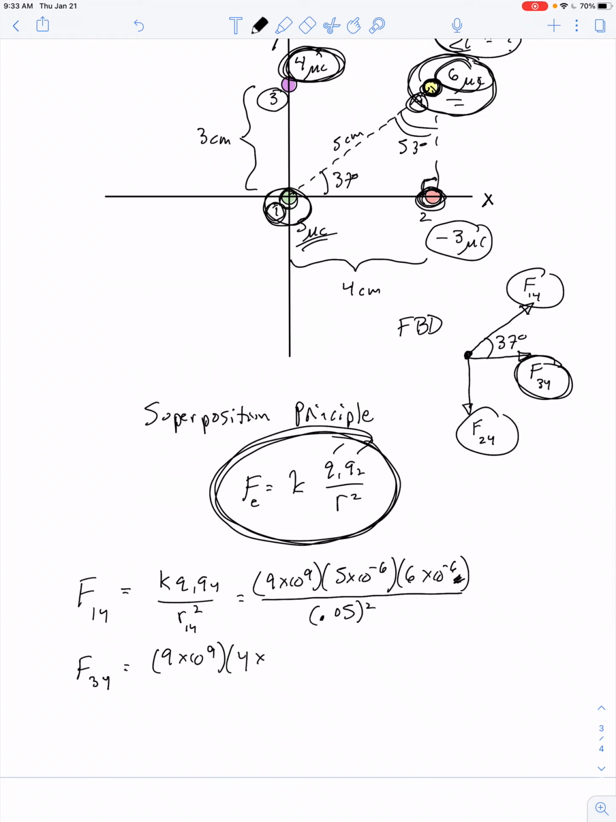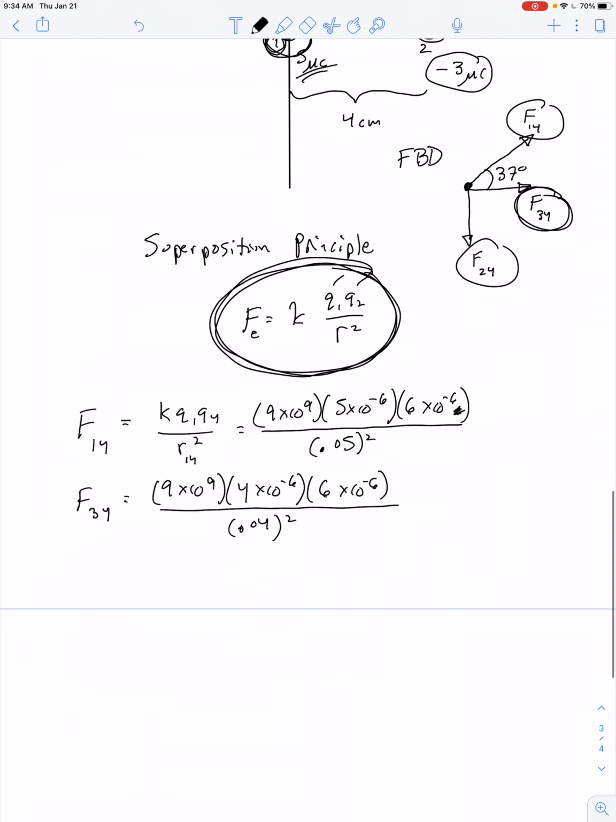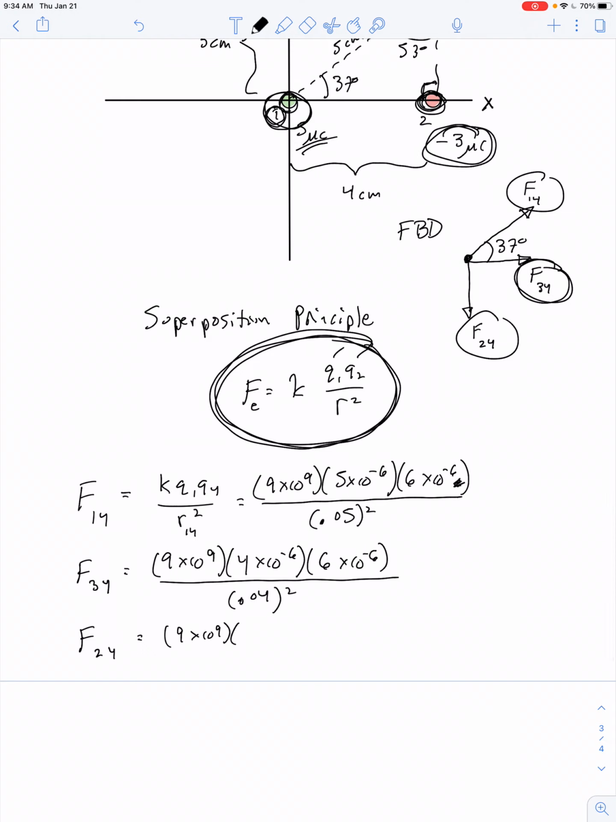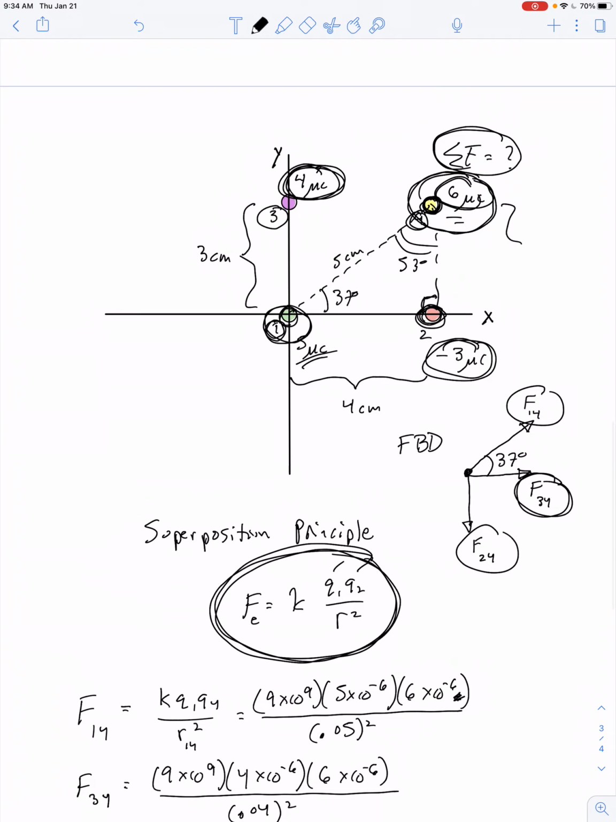Charge 3 is 4 microcoulombs, 4 times 10 to the negative 6. Charge number 4 is always going to be 6 times 10 to the negative 6, and the distance between these two is 0.04 meters, quantity squared. And then the force between charges 2 and 4: 9 times 10 to the 9th, times 3 times 10 to the negative 6th, times 6 times 10 to the negative 6th, divided by 0.03 squared, right? The distance between these is this same 3 centimeters indicated here.